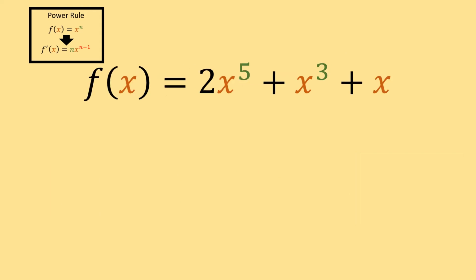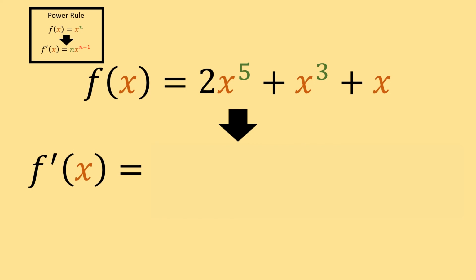So let's work with a bigger problem. Say we want to find the derivative of f of x equals 2x to the 5th plus x to the 3rd plus x. Here we have 3 separate terms, and when we're finding the derivative, we're going to really just take the derivative of each term by itself and then add them all together.